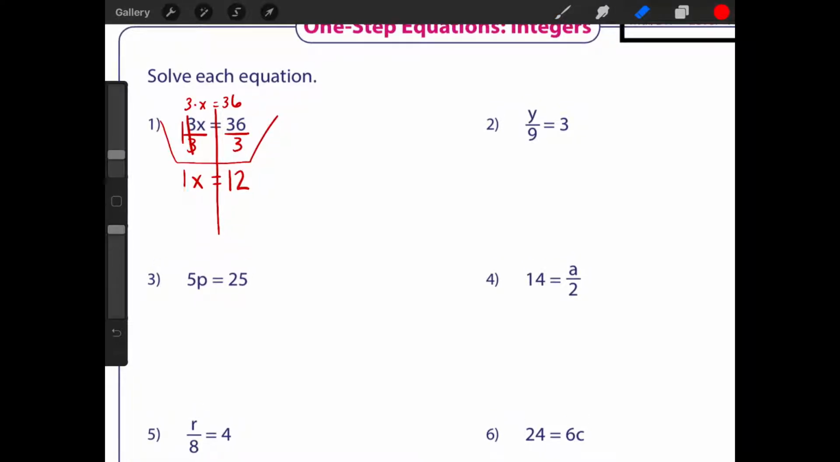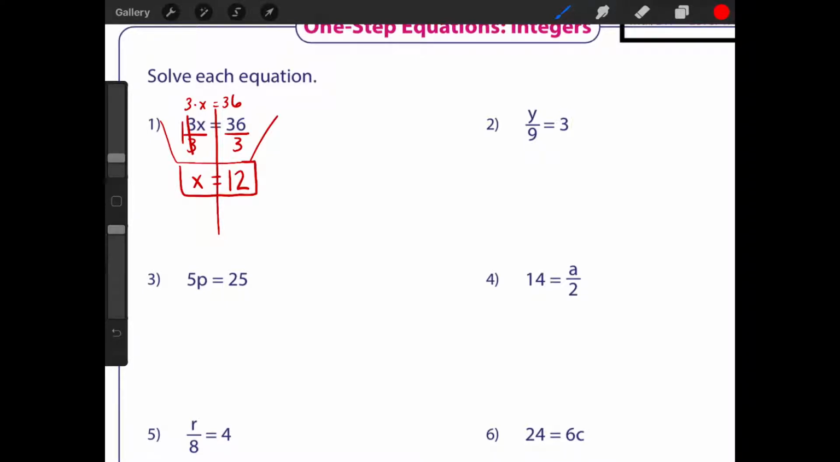Our final answer, and the way you'll usually see it in math, is that 1 actually won't be written. We simplify it to 1x, but instead of putting the coefficient of 1, we just leave it as x. It's the exact same thing. It's just one of those things in math that you don't need to write. So my final answer is x equals 12.